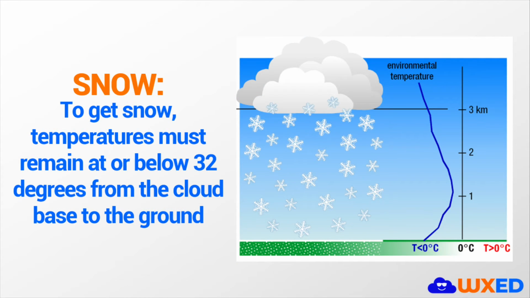So we have snow. Now, to get snow, temperatures must remain at or below 32 degrees from the cloud base to the ground. So through the entire environment, from the bottom of the cloud until it hits the ground, it has to stay at or below 32 degrees for us to get accumulation and for the snow actually to stick. Because if it's above 32, not going to stick.